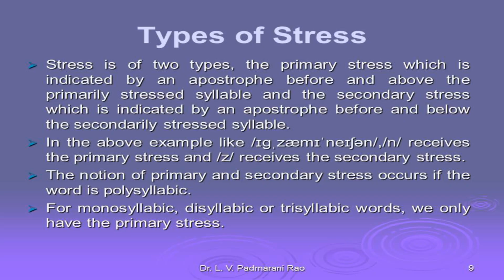But because the word is quite big, a secondary stress is also given to the syllable za. The secondary stress is marked with an apostrophe below and before the secondarily stressed syllable. So in examination, the syllable tion definitely has the primary stress, but za also is emphasized, and it is called secondarily stressed. If the words are polysyllabic, the notion of secondary stress enters in. Otherwise, for monosyllabic, disyllabic and trisyllabic words, we have only one stress, and that is primary stress, which is indicated with an apostrophe above and before the stressed syllable.